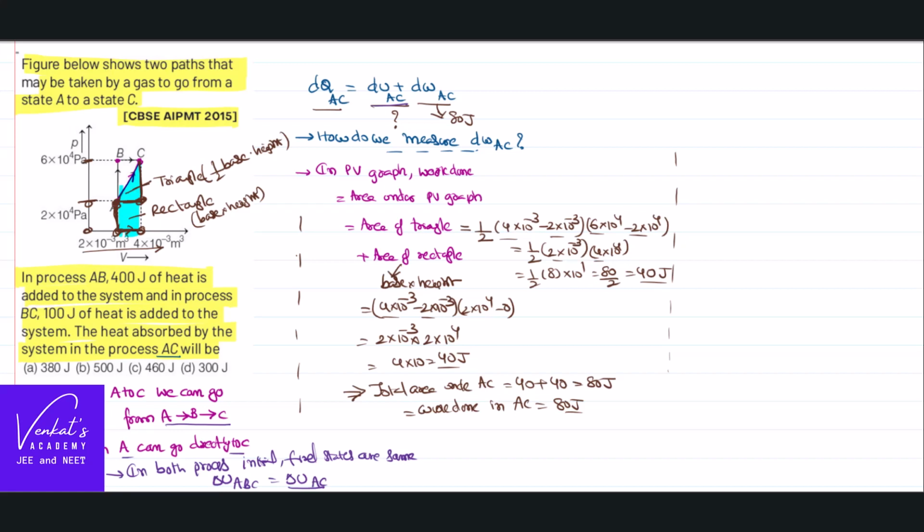Where the change in internal energy during ABC can be written as the change in internal energy during AB plus the change in internal energy during BC. So I have to calculate the internal energy change during the AB case and the BC case, and add both of them. That becomes the change in internal energy during ABC. That is the change in internal energy in AC. So let's focus on that part of the problem, that is AB and BC. Let us see.